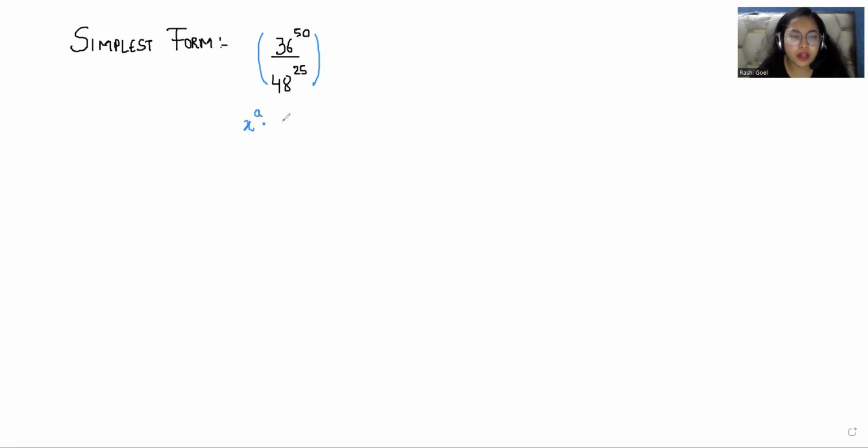Suppose x power a times x power a. So we can simply write the exponent once, and if there is a multiplication sign in between, we can add the power. So we are going to adapt this in this question. So 36 power 50, I can write it as 36 power 25 times 36 power 25. So when we add, we can write it as 36 power 25 plus 25, that is 50, over 48 power 25.